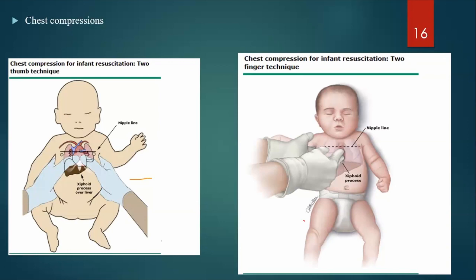The two thumb technique is more preferable because it has good efficacy during diastolic filling and good perfusion. It has a higher systolic pressure output, and it also gives good cardiac perfusion during the diastolic phase. So the two thumb technique is preferable.